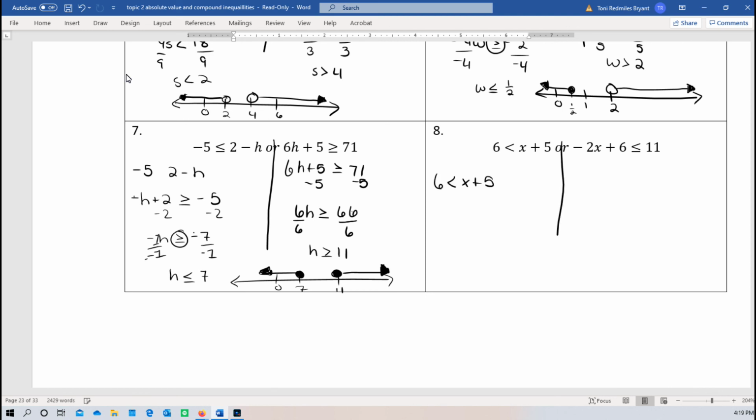All right, so I have to subtract 5 from both sides. That's going to give me 1 is less than x. Over here, got a lot more to do. That 6 is adding to the x, so I'm going to subtract it from both sides. It's going to give me a fractional answer, I can already tell. Okay, so I'm going to divide both sides by a -2. I divide by a negative. X is going to equal -5/2 or -2 1/2 or -2.5.